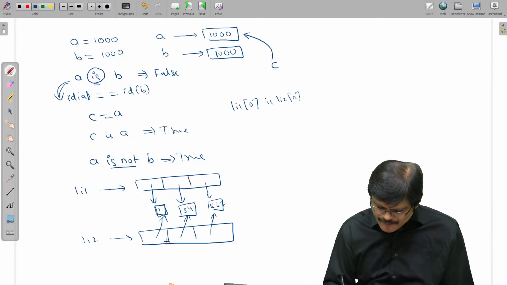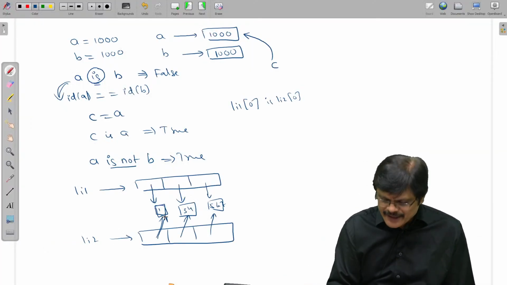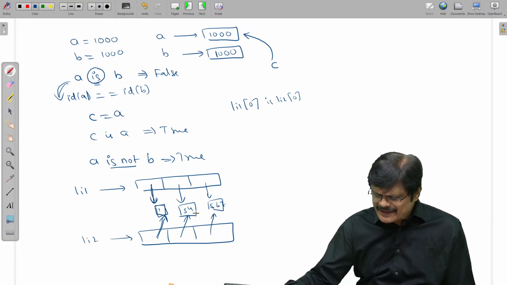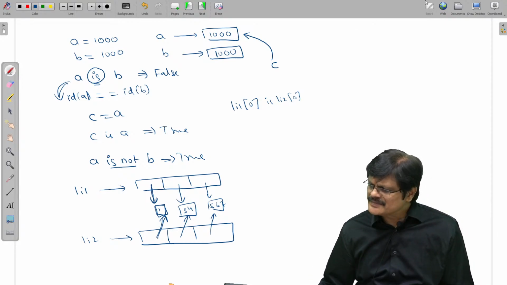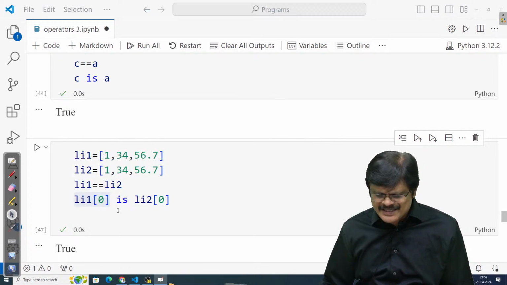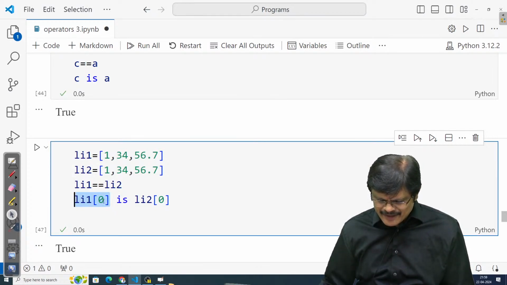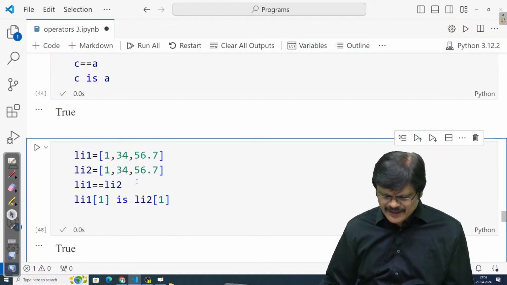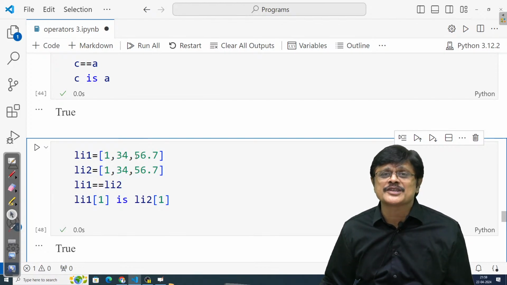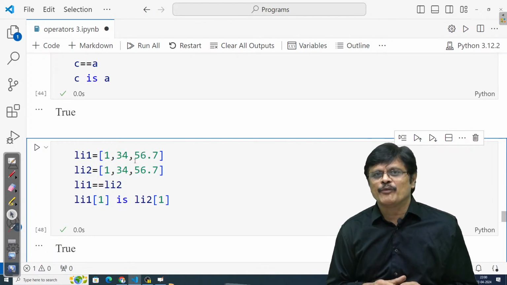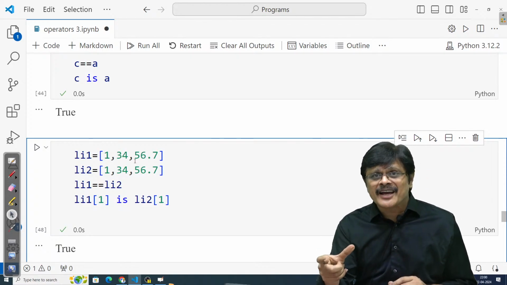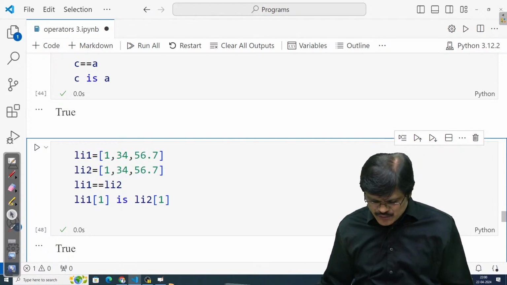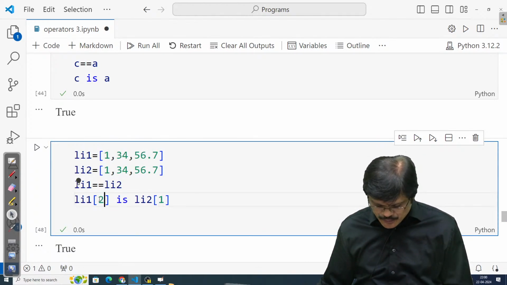Both are referring to this, from here it is referring to this. Even 34 may do the same thing, because for 0 to 256 the objects are created. See, li1 and li2, even that may return true. But for 56.7, because for float every time a new object is created. But Python generally, when an object is already available, tries to use the same object. So generally even for this it may return true, my dear friends.